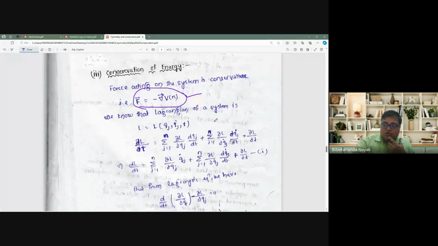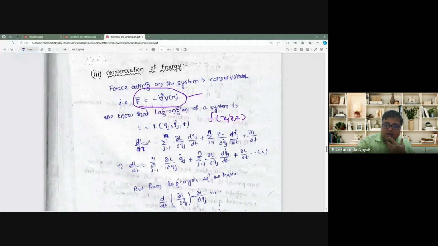You know that if F is a function of x, y, z, then del F by del x into dx, del F by del y into dy, del F by del z into dz. If it is a total derivative, then dF by dt is del F by del x into dx by dt, del F by del y into dy by dt, del F by del z into dz by dt.